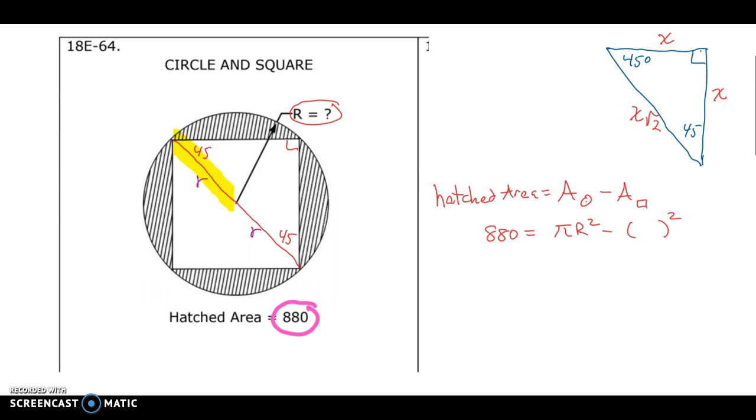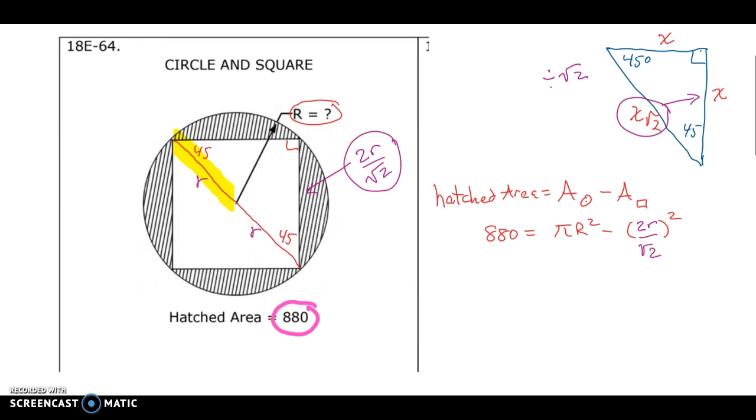So as a refresher, whenever you have a 45, 45 triangle, if you know the hypotenuse, to work back to the leg, you're going to take the hypotenuse and divide by the square root of 2. So since the whole hypotenuse is 2r, the leg is going to be 2r divided by square root of 2. And that is going to be the side length of the square. We'll go ahead and substitute that in.